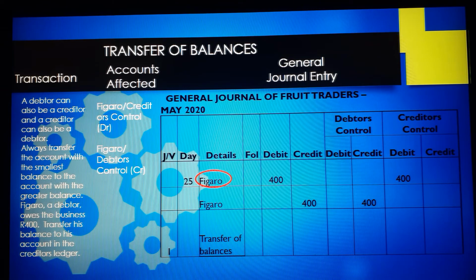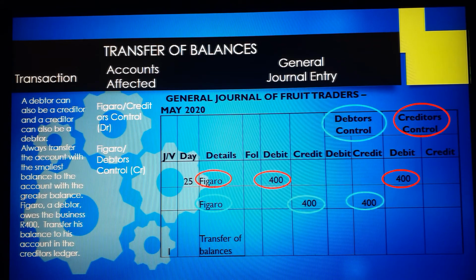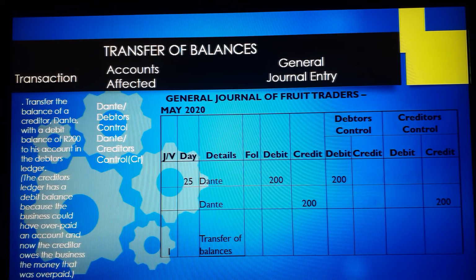So we would put in Figaro as the creditor. We would debit his account in the creditors ledger with 400 Rand. Okay, and then the effect in creditors control is that it would be a debit. And then Figaro, the debtor, is credited, and the effect on debtors control is that it is credited. Okay, and our reason is a transfer of balances.